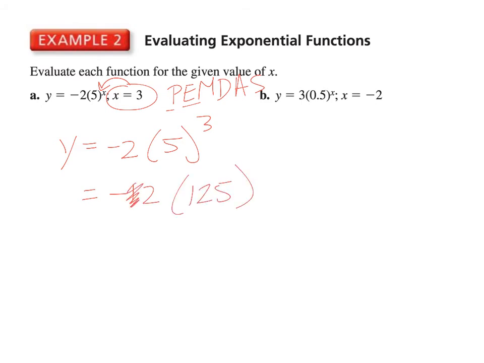I don't know why I wrote a 1 there. So now I have negative 2 times 125, which is negative 250. Done. For the next one, plugging negative 2 in.